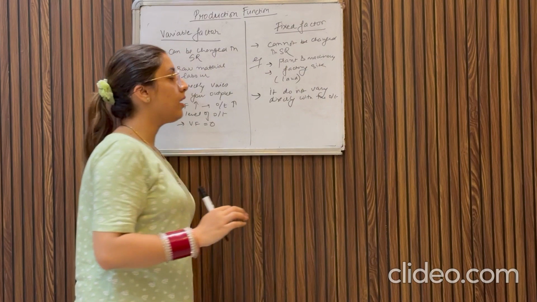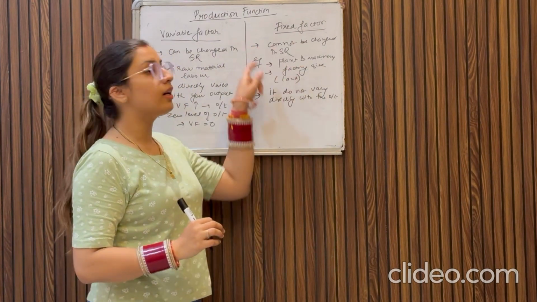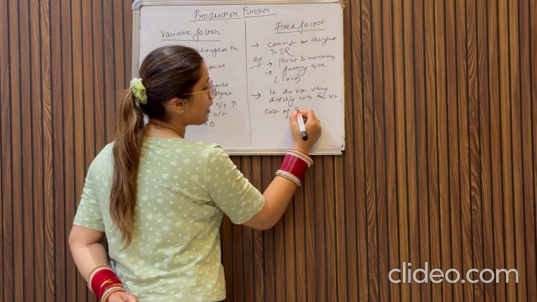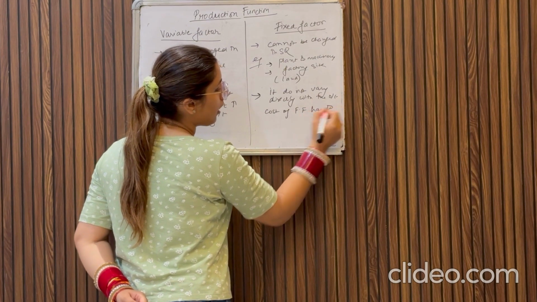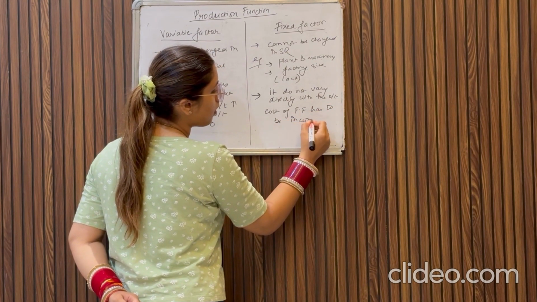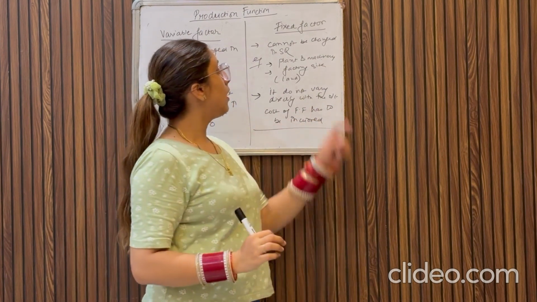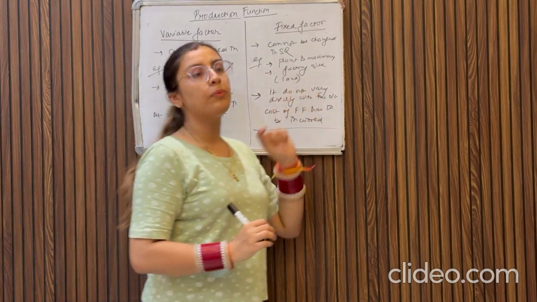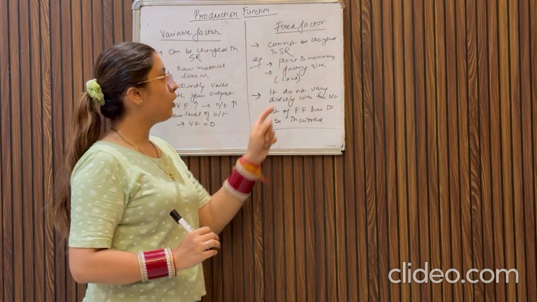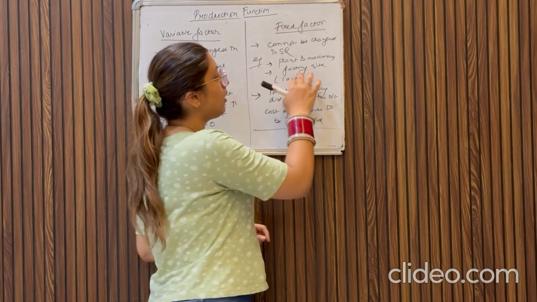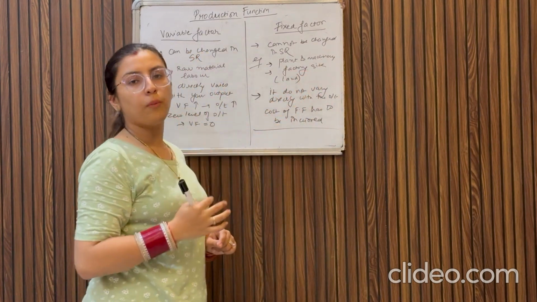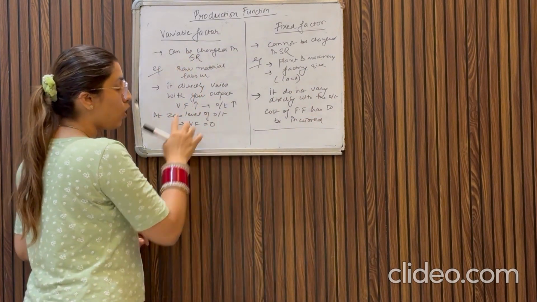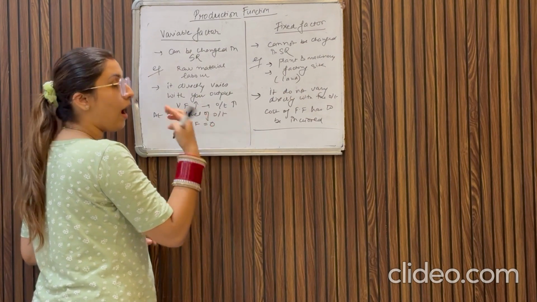That is, even at the 0 level of output, you have to incur the cost of the fixed factor. Cost of fixed factor has to be incurred. Because if you have a land on rent, you have to pay the rent even if you are not producing anything. Even if your factory is closed, you still have to pay the rent. So the cost of the fixed factor has to be incurred, while the cost of the variable factor depends on the level of output that you are producing.